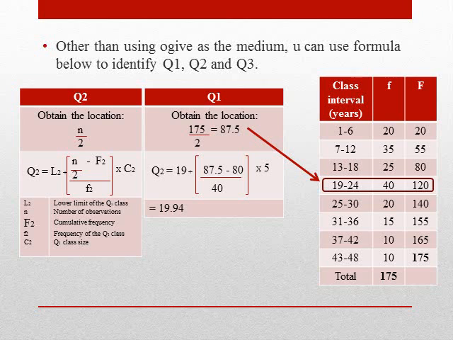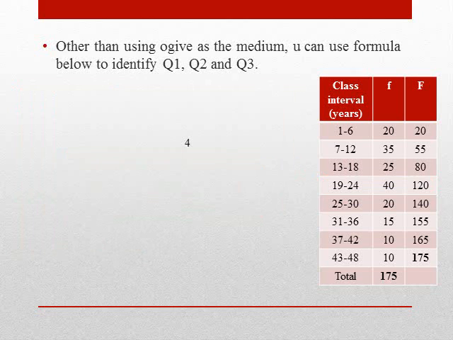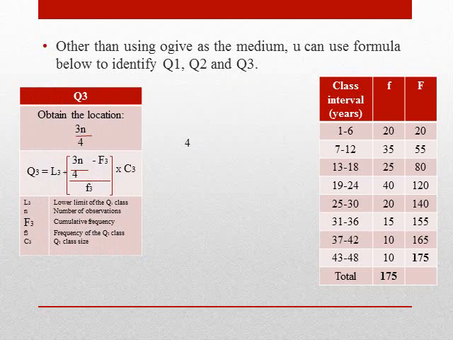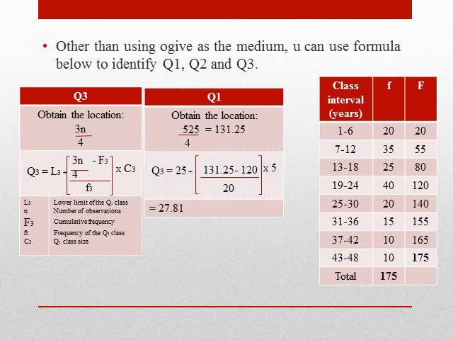The same goes for Q3, the last one, still using the same example. The formula is also similar; the things that change are that you need to use the Q3 class. First, the location: the formula is 3n over 4, or 3 over 4 times 175.